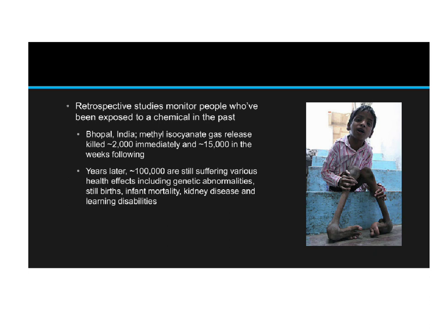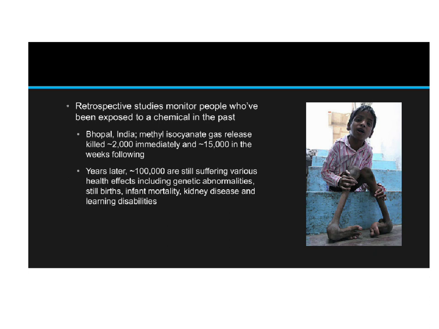Okay, retrospective versus prospective studies. Retrospective studies monitor people who've been exposed to a chemical in the past. The boy in the picture was exposed, well, actually his parents were exposed to methyl isocyanate gas in Bhopal, India. And it caused reproductive harm to them. And as a result, this child ended up with birth defects.